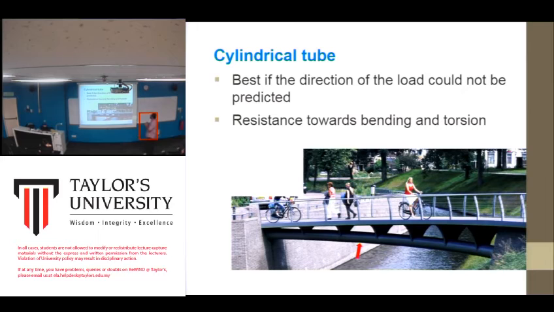And we have the cylindrical tube. This is the beam in the form of a square. Okay, it is best if the direction of the load cannot be predicted, resistant to bending and torsion. But this type of beam is not used for heavy duty. I mean, it will not be used to withstand a big structure. Just maybe a small bridge can do.